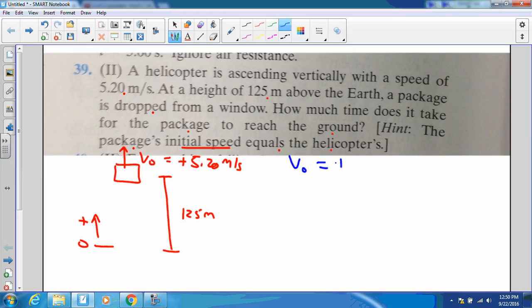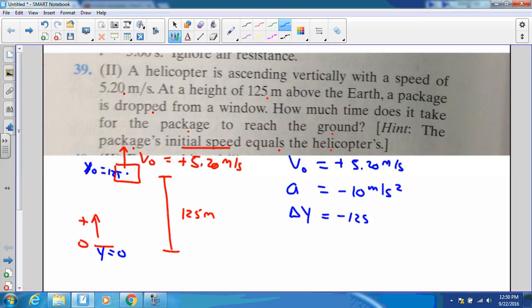So we now take in mind this problem for the initial information. Of course, the v0 is easy. And because the package is falling, its acceleration is easy also. And finally, if we reflect on it, we see that the package is going to start up here at y0 equals 125, and it's going to fall all the way down to a final y of 0, so its displacement, or delta y, is equal to negative 125 meters.